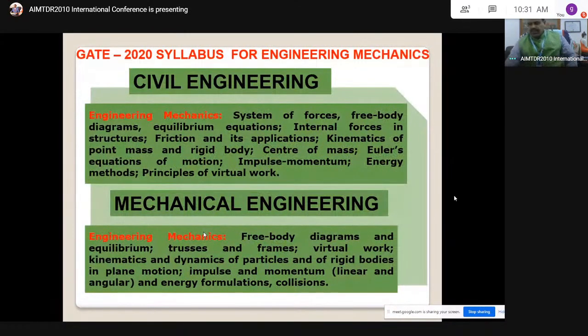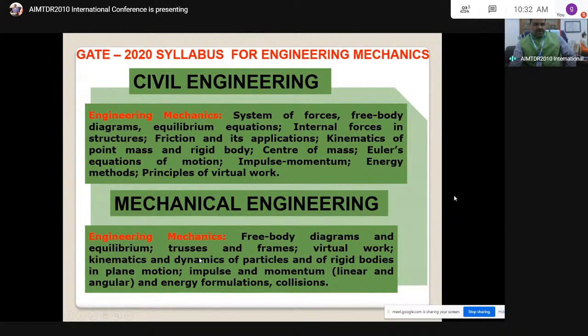Today we are mainly concentrating on the concept of the principle of virtual work. For civil engineering students, this topic comes under statics, but it is given at the end. We already covered system of forces, free body diagrams, equilibrium equations, internal forces in structures, friction and its application. Today we are mostly completing the statics part.